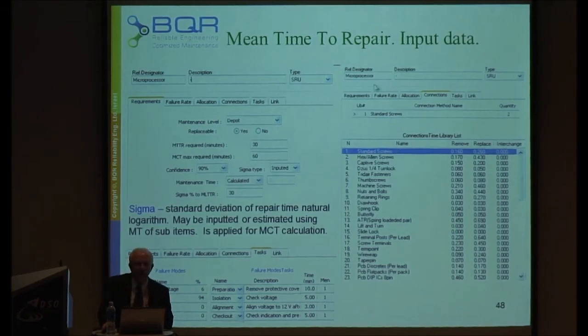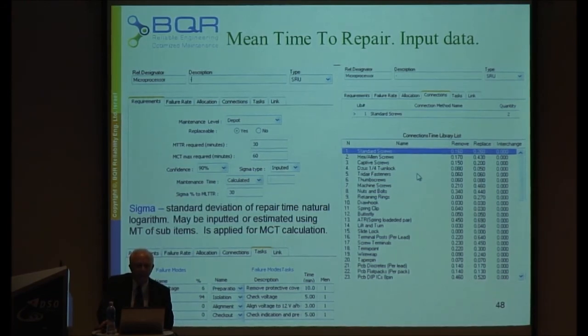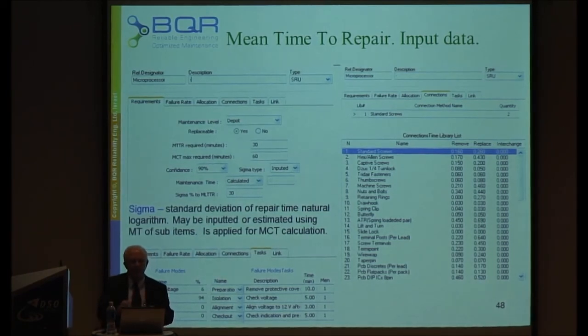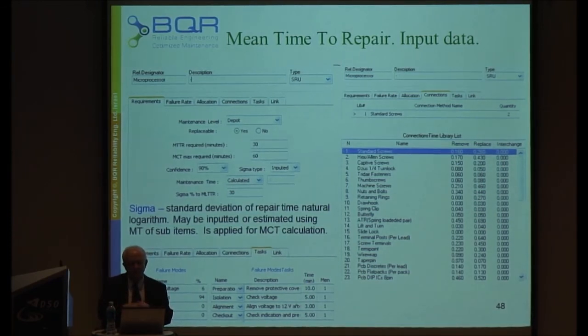Now, in order to make a good MTTR, you can have a library of standard times. For example, for a standard screw, how much time it takes to open and replace it, Allen screws, captive screws, all those mechanical components. So mostly MTTR is done on the mechanical. You don't repair electronically. Mostly it's a mechanical part. You need to open screws, doors, to find the faulty assembly, to remove and replace it.